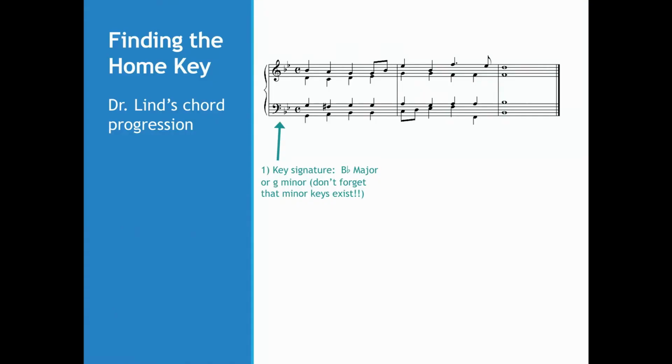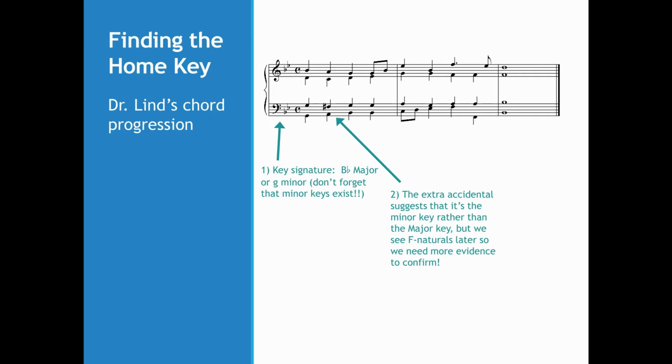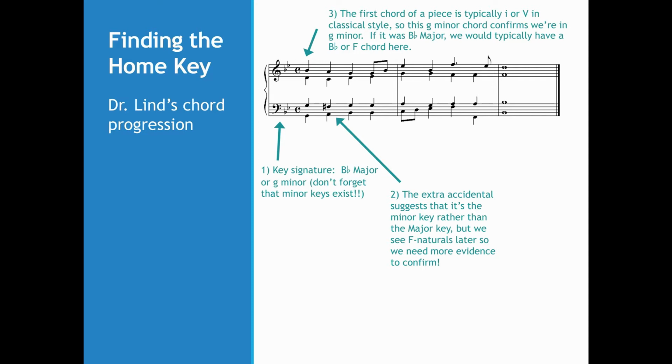But there's more than just the key signature that we can look at. So for example, the extra F sharp accidental that we're seeing on beat 2 suggests that this is in the minor key rather than the major key. But what's a little bit confusing in this example is that we see F naturals later on, towards the end of the second bar. So we actually need more evidence to confirm whether we're in G minor or not. A place that's useful to look to make this decision is particularly the first chord of the piece. The first chord of a piece is typically 1 or 5 in pieces that are in classical style. So the fact that we have a G minor chord on our beat 1 here confirms we're in the key of G minor. If this was a B flat major piece, we would probably have a B flat major chord or an F major chord here.